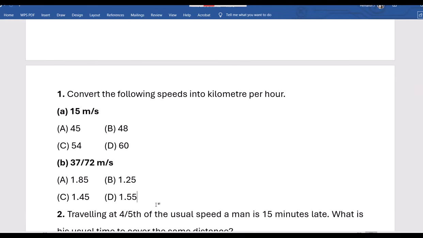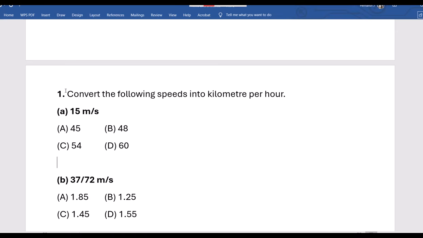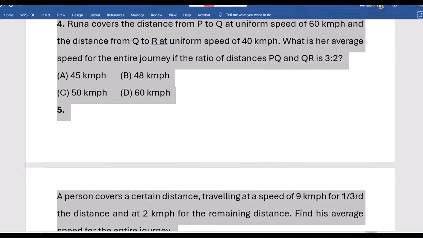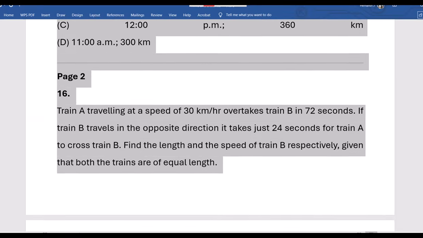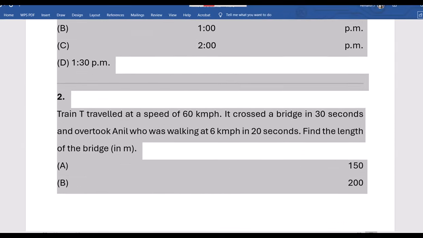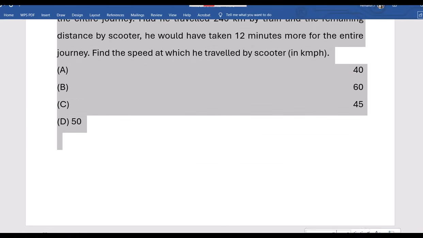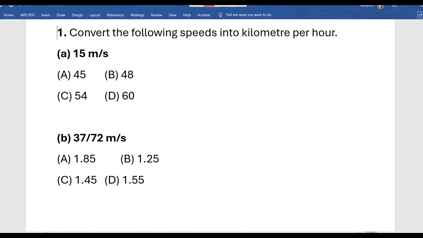So what's this first question here? You have to convert meters per second into kilometers per hour. So what you have to do: meters per second to kilometers per hour means you multiply by 18 divided by 5. 1 meter per second is equal to 18 divided by 5 kilometers per hour.